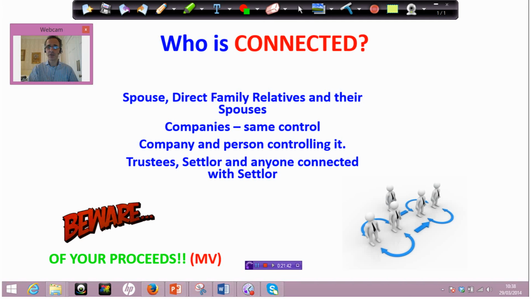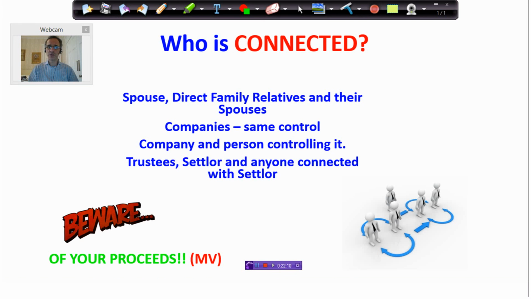Okay, so in this area of connected parties, we just really need to learn who's connected and do as many questions as possible. There's only so many ways that John Morrison, your examiner, can examine this area. The more you see them, particularly under timed exam conditions, the better you'll get at dealing with them. So as I've said down the bottom left there, just beware of your proceeds where you see some sort of connection between the two parties.